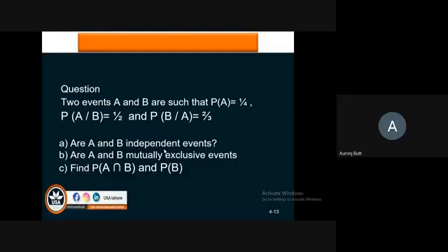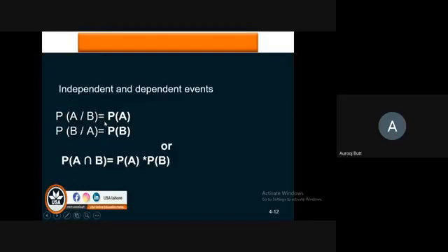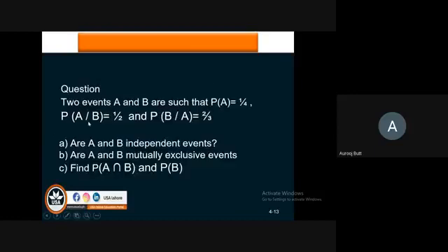Now you have to determine whether both events are independent or not. In order to determine whether they are independent or not, we have studied the rule that if probability of A given B is equal to probability of an event A, then we're supposed to say that the events are independent. You can see over here that probability A given B is equal to 1 by 2 and probability of an event A is equal to 1 by 4. So 1 by 2 is not equal to 1 by 4. That means events are not independent, they are dependent.